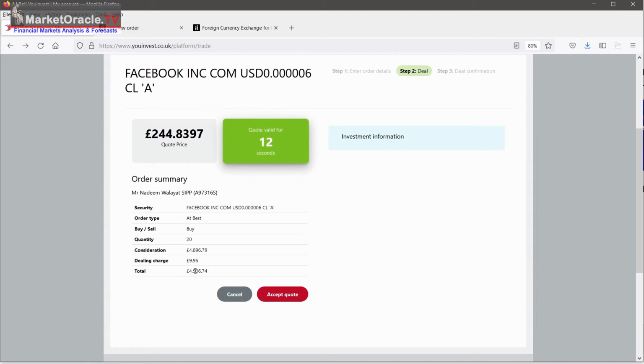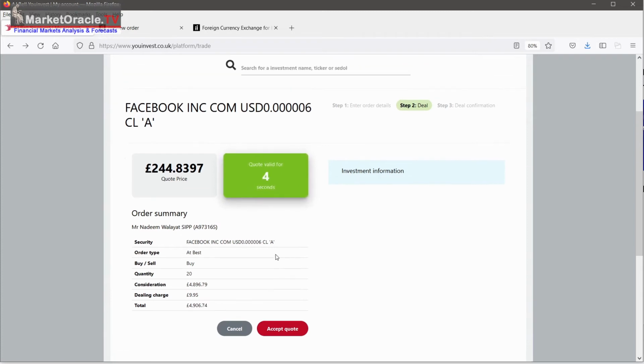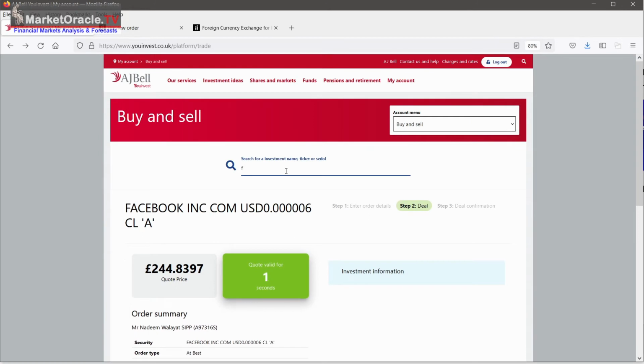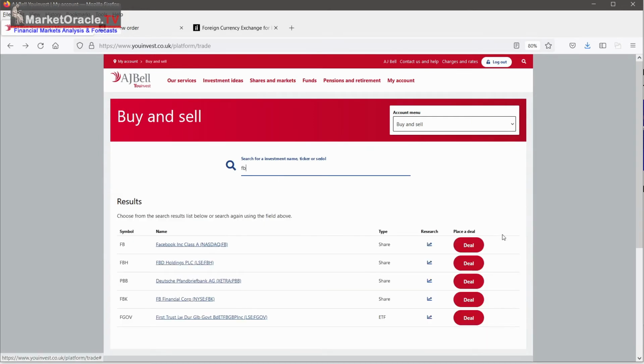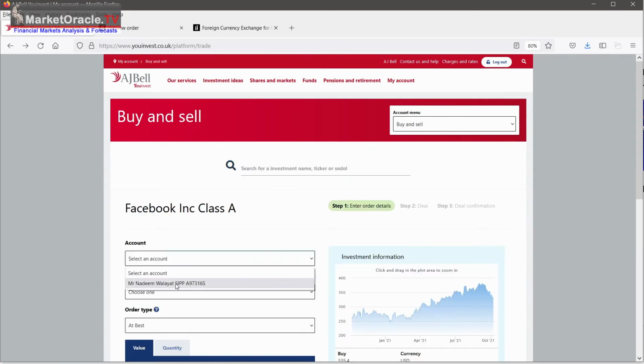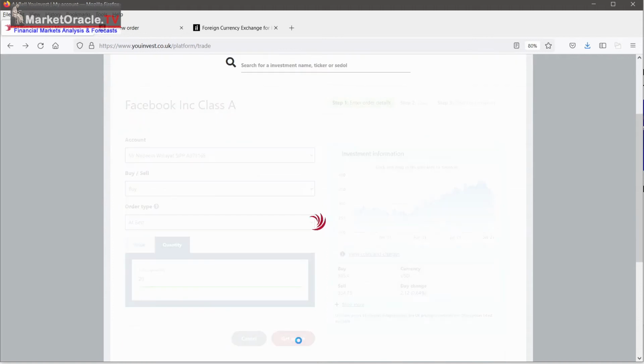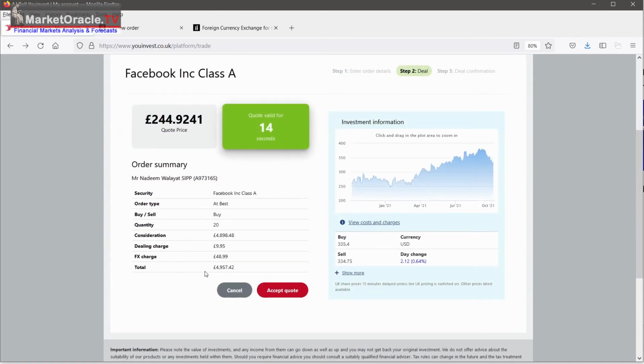Definitely. Look, if AJ Bell, I would be paying 4,906 on US listed. Now if I do it, Facebook deal on, $57, so £50 more, £51 more. That's the FX fee. You're basically paying the FX fee.